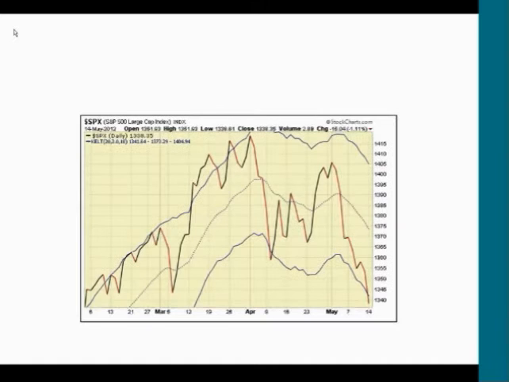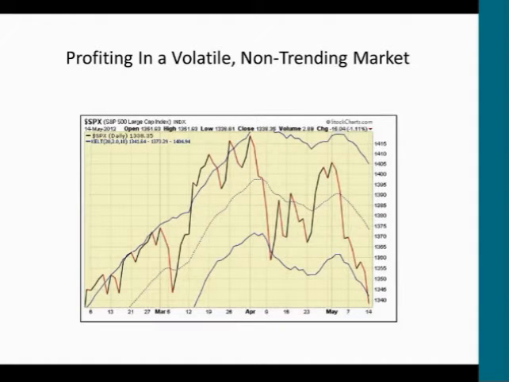So what we want to do in this type of market is trade both sides of the market and take long and short positions in the same index. And you can profit in this kind of market. And I'll show you my actual profit results here.